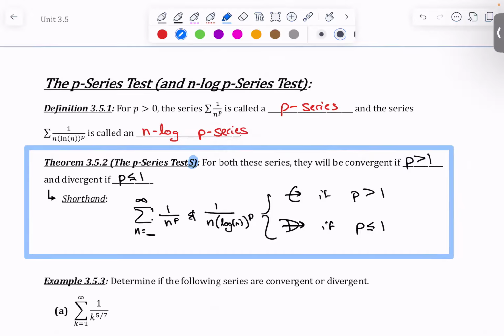The integral test. Because both of those functions are continuous for all numbers greater than or equal to 0. They are both decreasing. They are all positive after n equals 1. So the n log p series has to start at n equals 2, because otherwise you've got natural log. Not log. ln.